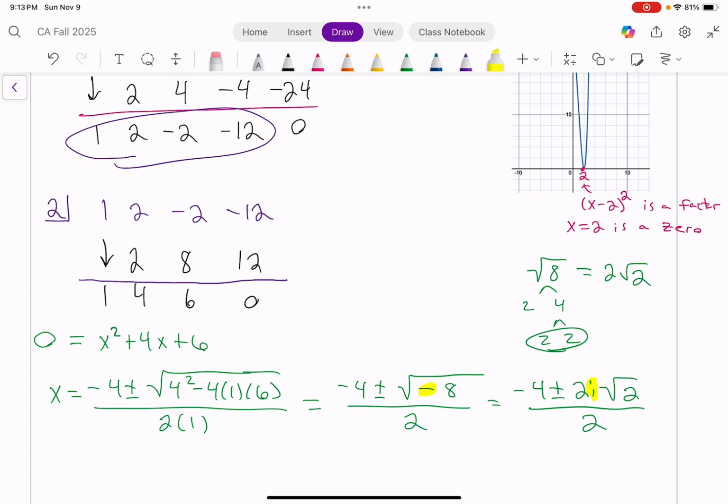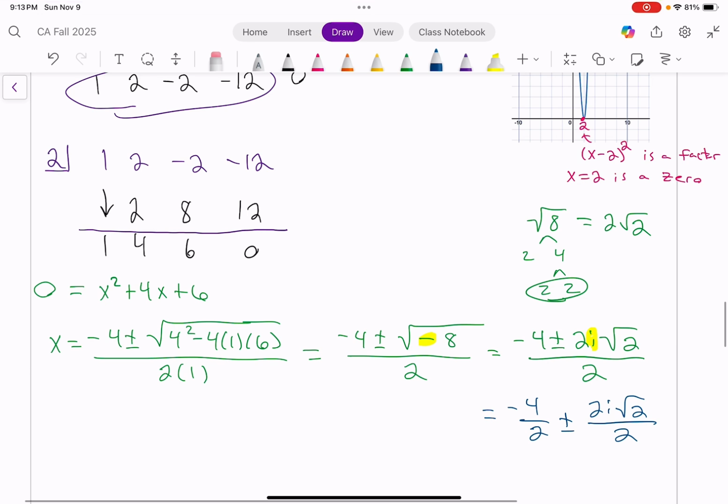Then we try to simplify it if we can. We can simplify it, because remember, this is really like two fractions happening right here. So this simplifies to negative 2 plus or minus i root 2. So those are the other two zeros.